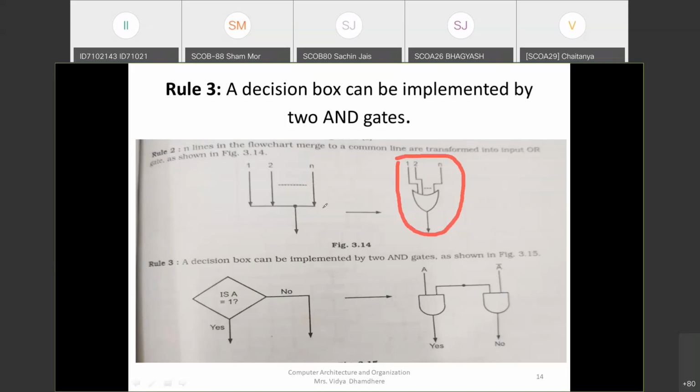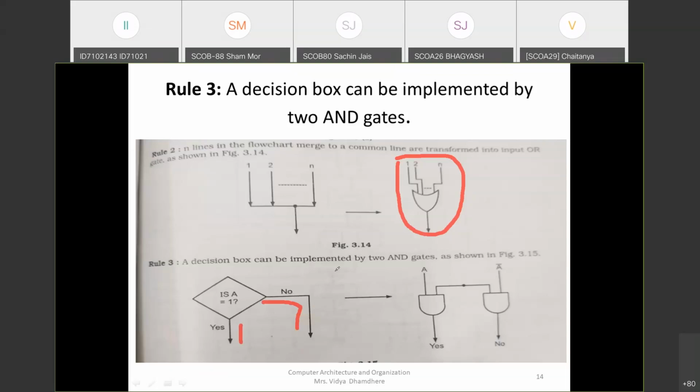Now, the rule is that whenever we have a decision box in the flow chart, it can be implemented by 2 AND gates. For example, A is equal to 1. If yes, go here. If not, you have to go here. Now, how will this be implemented in terms of hardware?